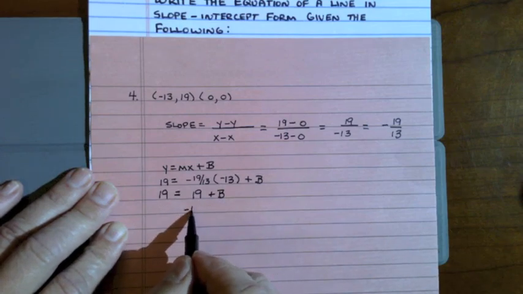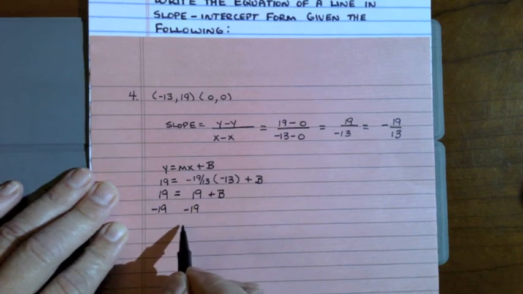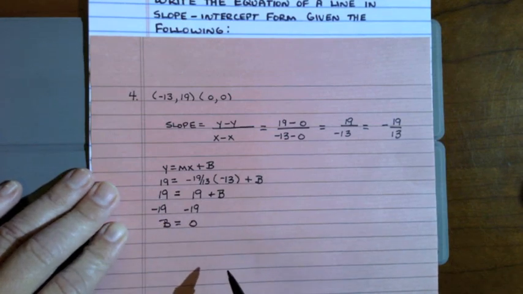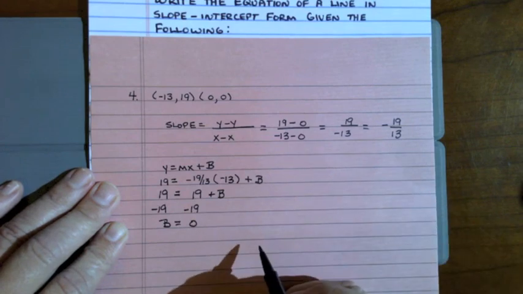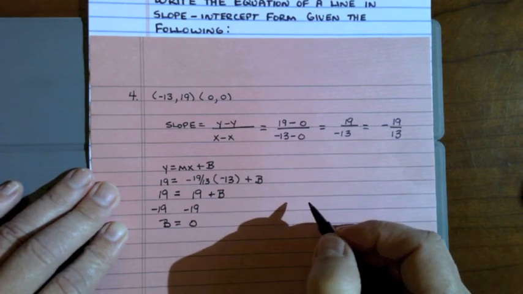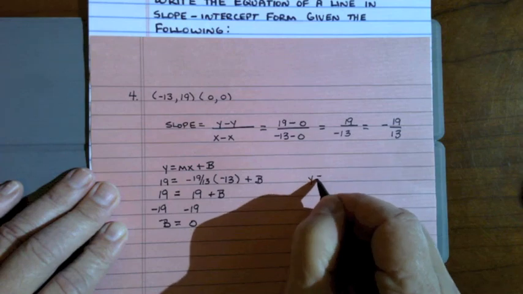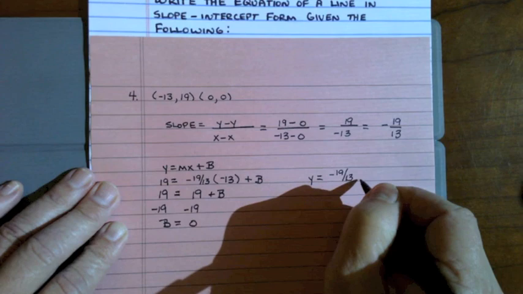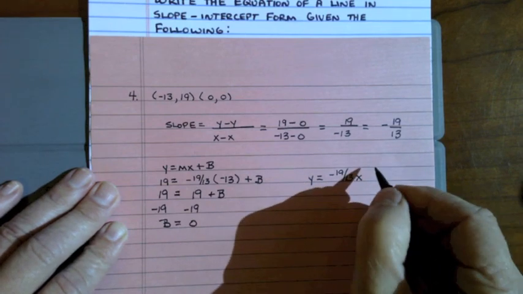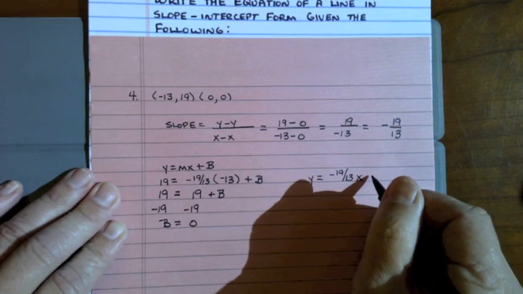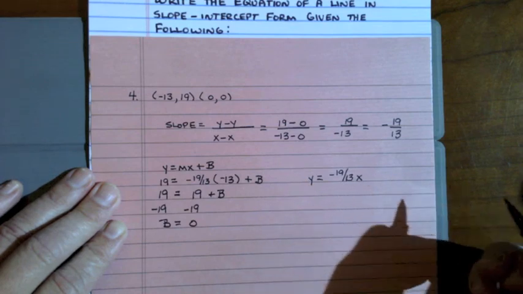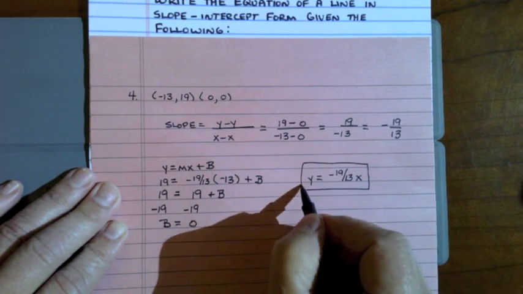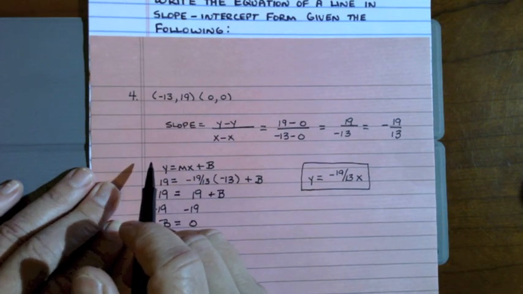To solve this, I need to subtract 19 from both sides. 19 minus 19 is 0. My y-intercept is 0. I have the 2 pieces of information to put in this formula. To write the equation of a line, start with y is equal to. Write down your slope, negative 19/13 x. And then write down the y-intercept. The y-intercept is 0. Remember, I don't have to write zeros, so I'm not going to write 0. This is the equation of this line that goes through these 2 points.